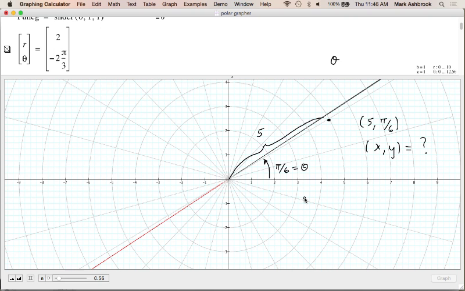The y would be 5 sine pi over 6. So the y coordinate would be this distance right here, and the x coordinate would be this distance right here. So this is going to be trigonometry to get these x and y coordinates. The x coordinate would be 5 cosine theta, or 5 cosine pi over 6. And the y coordinate would be?